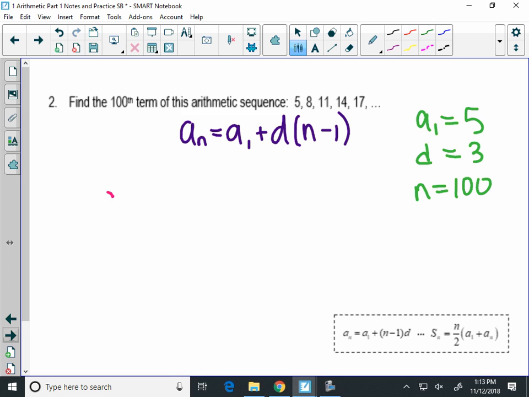But this problem, since I'm just trying to find a sub 100, I'm just going to take all those values I know, the parameters, put them into the formula, and type it into my calculator. So I will do 5, which is my first term, plus my common difference of 3, times my n of 100, minus 1. And this is where you need your calculator, unless you like multiplying and adding big numbers in your head.